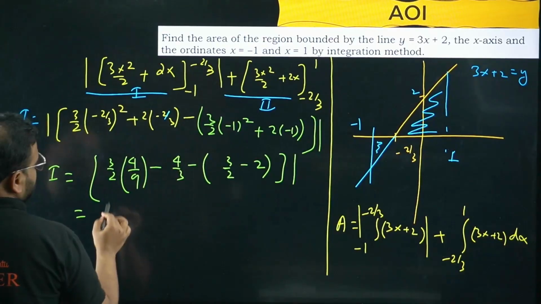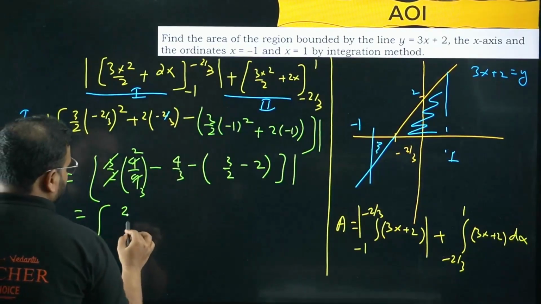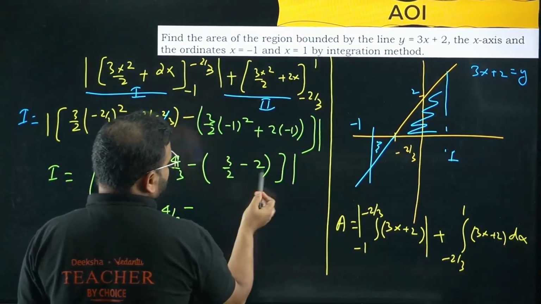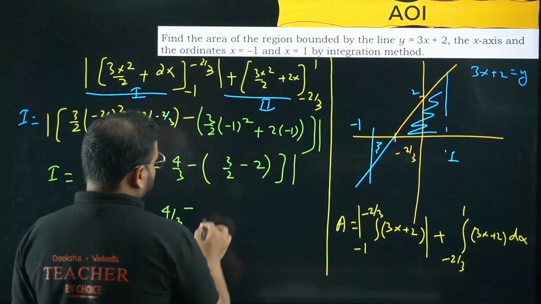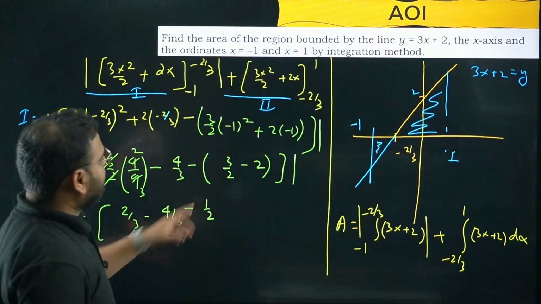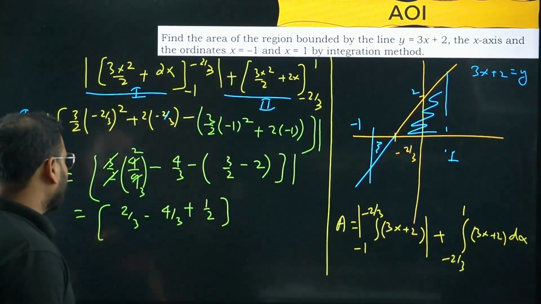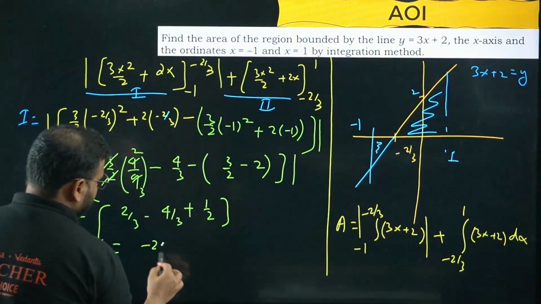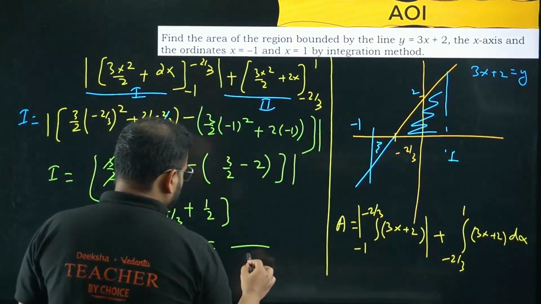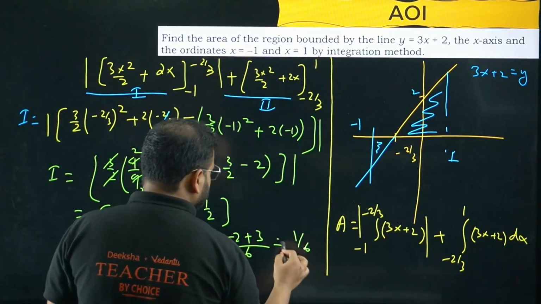I'm getting here 2 and 2 cancelled, 3 and 3 also cancelled. So this will be 2 by 3 minus 4 by 3 minus, 3 by 2 minus 2 will be simply plus 1 by 2, right? Sorry, it will become negative of 1.5 minus 2, which is 0.5 with a negative sign, so it becomes positive 1 by 2 over here. Please check. So this is going to be minus 2 by 3 plus 1 by 2, right? Now take the LCM. 6 is the LCM, minus 2 plus 3, how much is that?